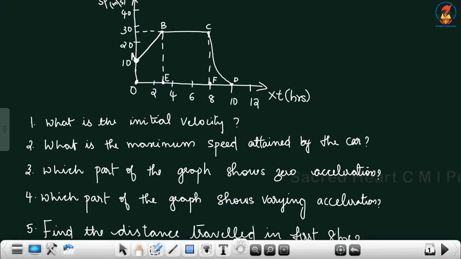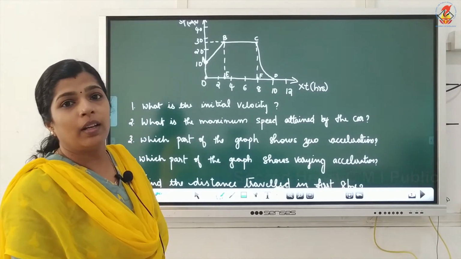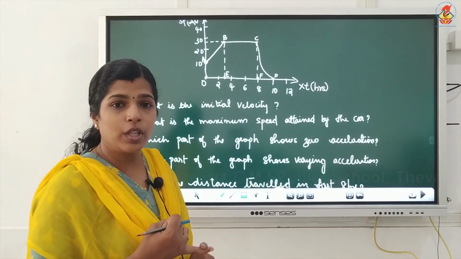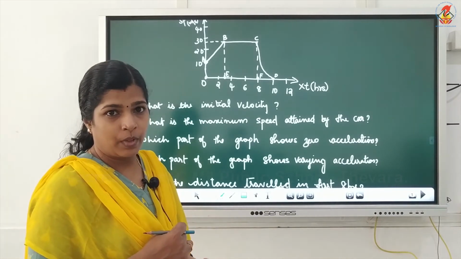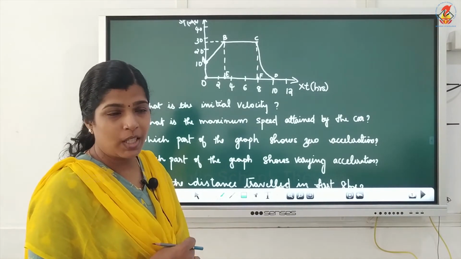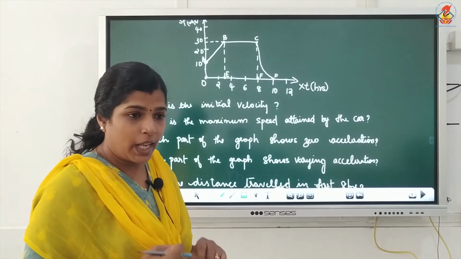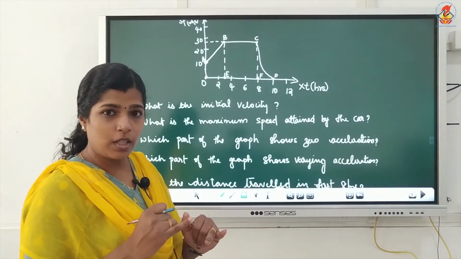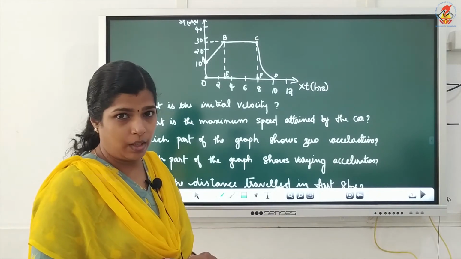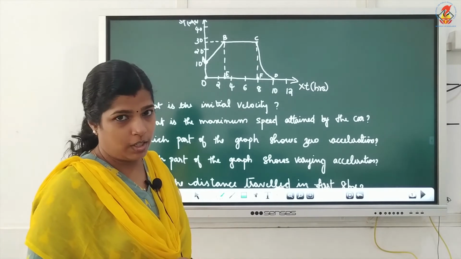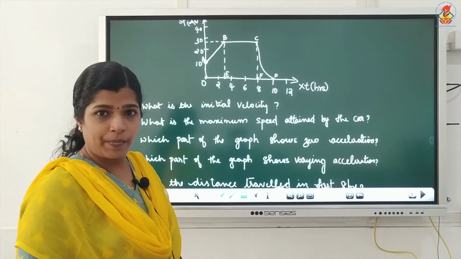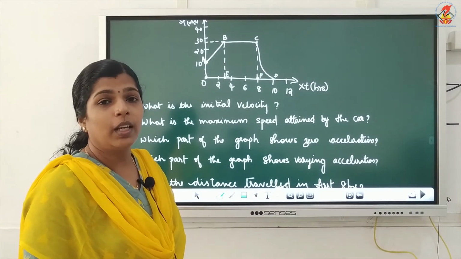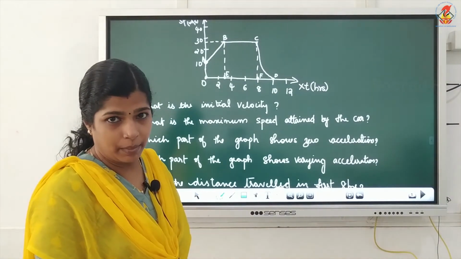Zero acceleration means the graph should be parallel to the time axis. Zero acceleration means there is no change in velocity. No change in velocity means final velocity and initial velocity are the same thing. So, acceleration will be 0. Okay. So, acceleration 0 means the graph will be parallel to time axis.